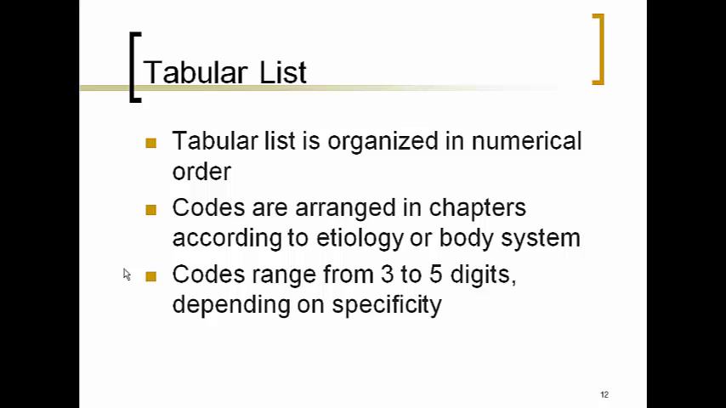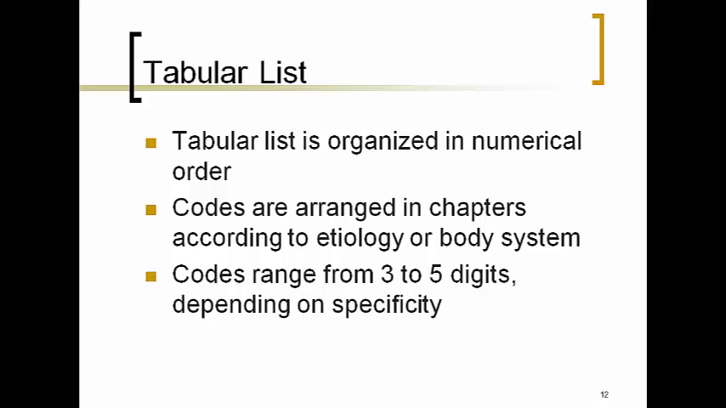Well, let's continue on learning about the tabular list. Go to the tabular list in your codebook. You will see that it's organized in numerical order. It starts with 001 with cholera and goes all the way to 999.9. These codes are arranged in chapters based on body system or cause of disease. You will also note that the codes range from 3 to 5 digits depending on specificity.